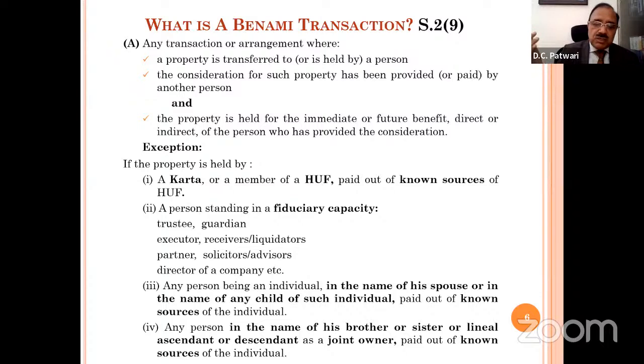In fact, I have seen in my past, in the 90s, in one of the searches, a broker purchased shares in his name and sent those shares for transfer in the brother's name.